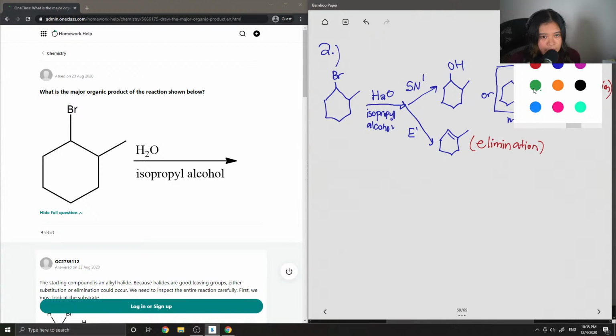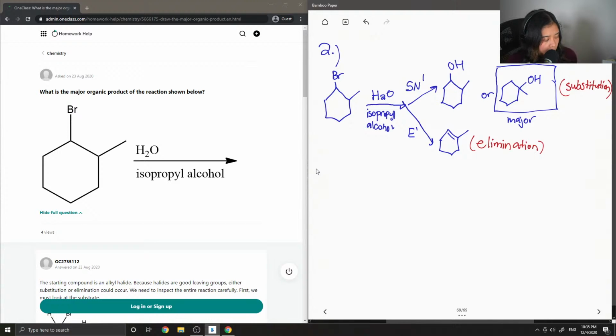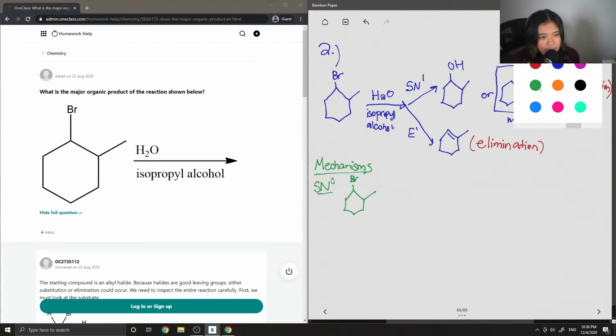Okay, so I'll just quickly draw the two mechanisms that we expect for these reactions. For the SN1, we start off with our product, and then the alcohol group from isopropyl alcohol comes in.